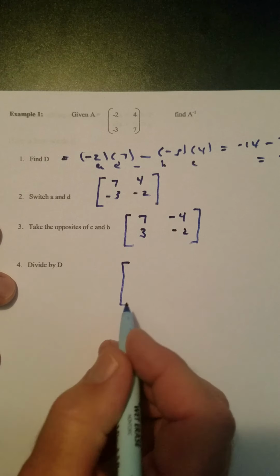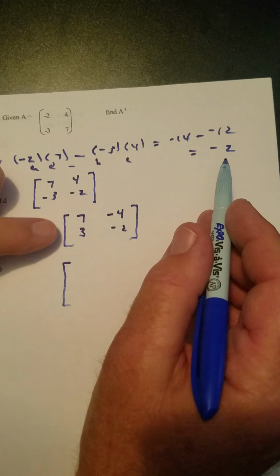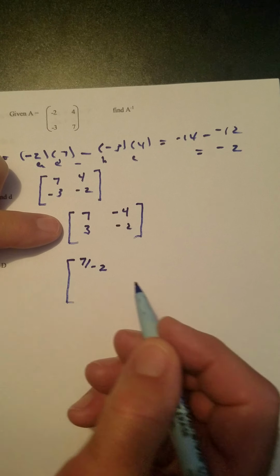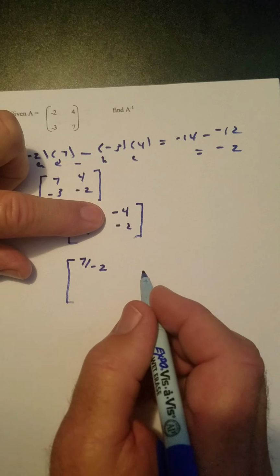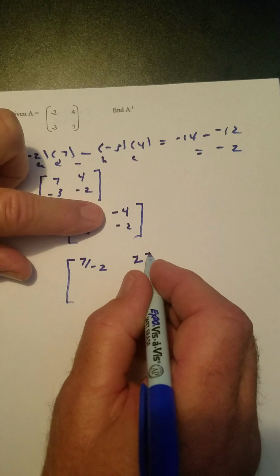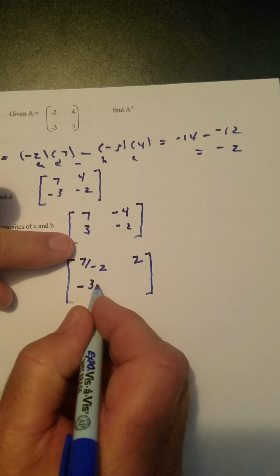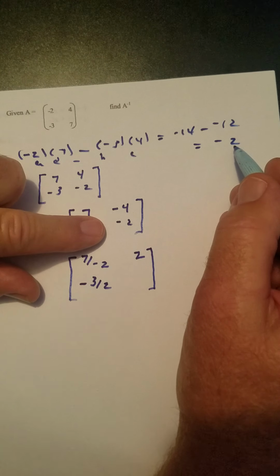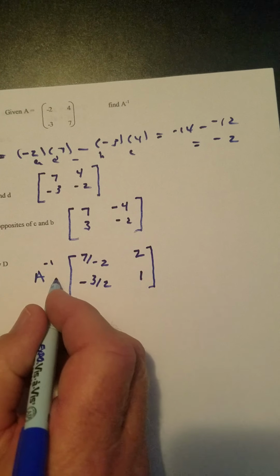And then we're going to divide by D. D was negative 2. That's what I found up here. So I'm going to take each of these numbers, divide by negative 2. So that's going to be 7 over negative 2. Then I'm going to put negative 4 over negative 2. Negative 4 over negative 2 is 2. Then I'm going to put 3 over negative 2. That becomes negative 3 halves. I usually put the negative out front. And negative 2 divided by negative 2 is going to be 1. That's the inverse.